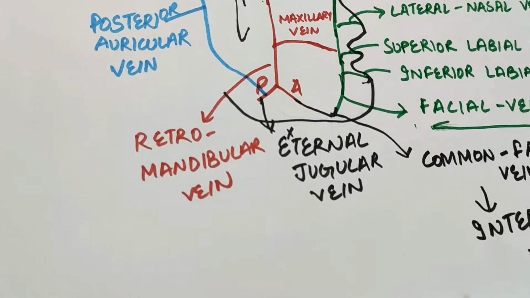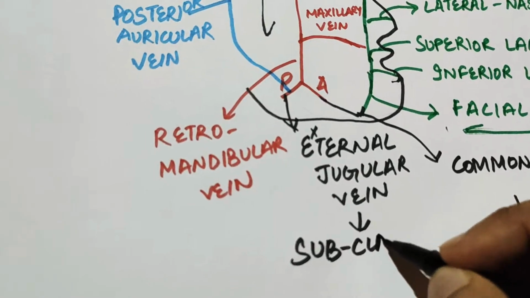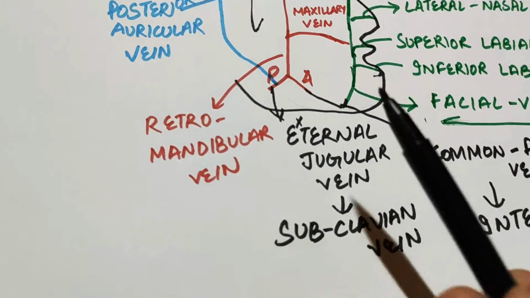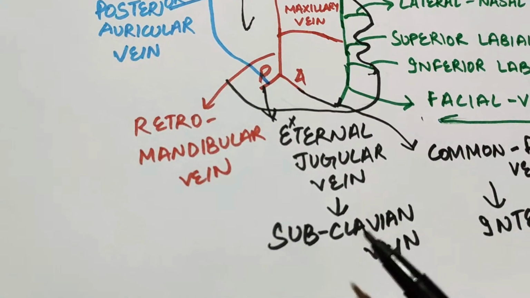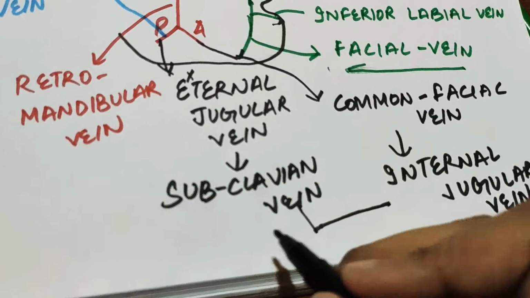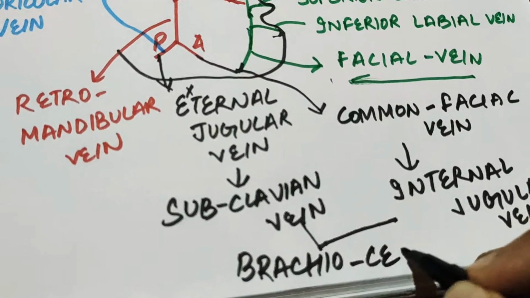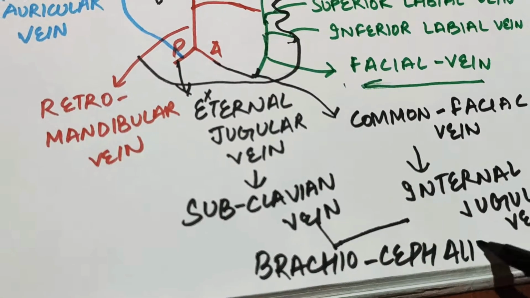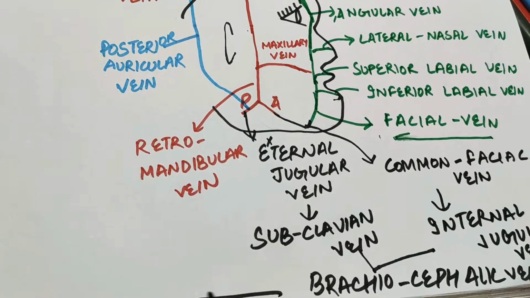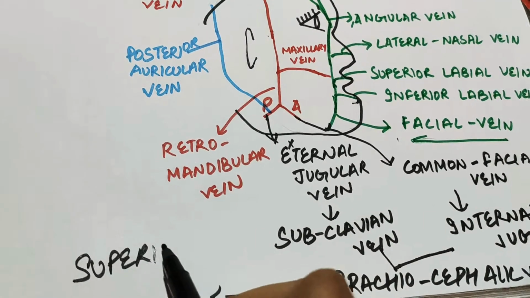External jugular vein will drain into subclavian vein. This you have to remember. I didn't find any mnemonic. Then eventually these two, subclavian vein and internal jugular vein, will drain into the brachiocephalic vein. And eventually the brachiocephalic vein will drain into the superior vena cava.